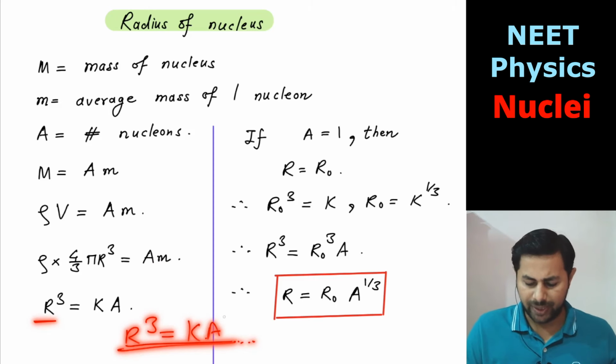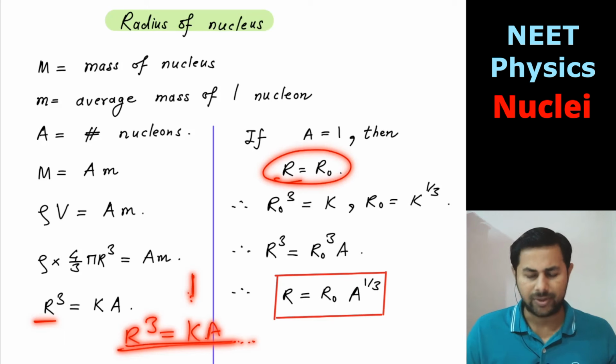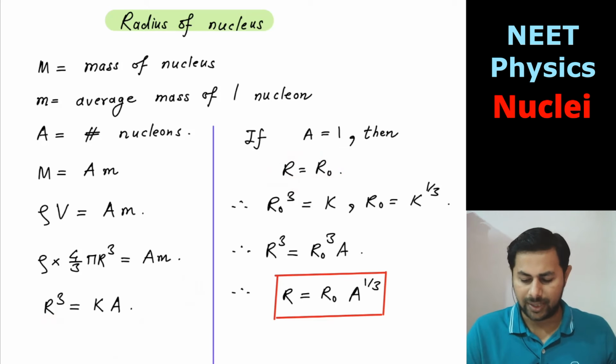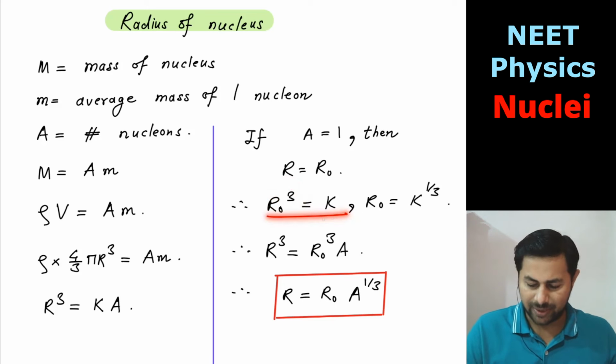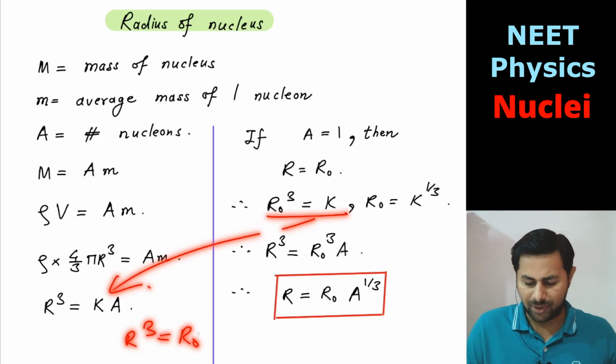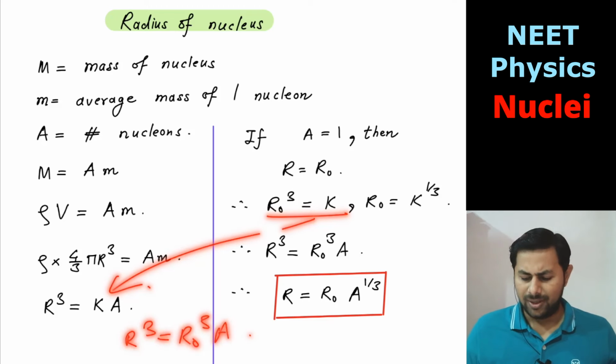And if you put A equals 1, that is mass number equal to 1, what do you get? You will get r equals r naught, and therefore r naught cube would be equal to k. Put that back in this equation: r cube is equal to r naught cube times A.